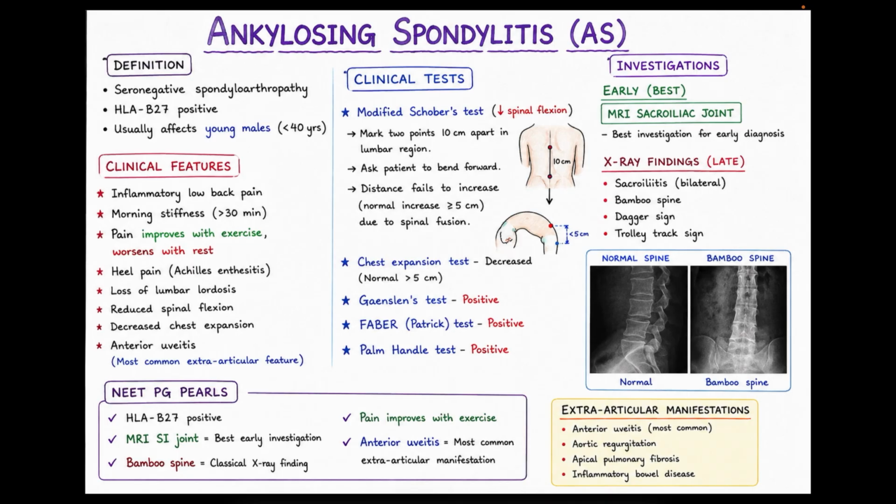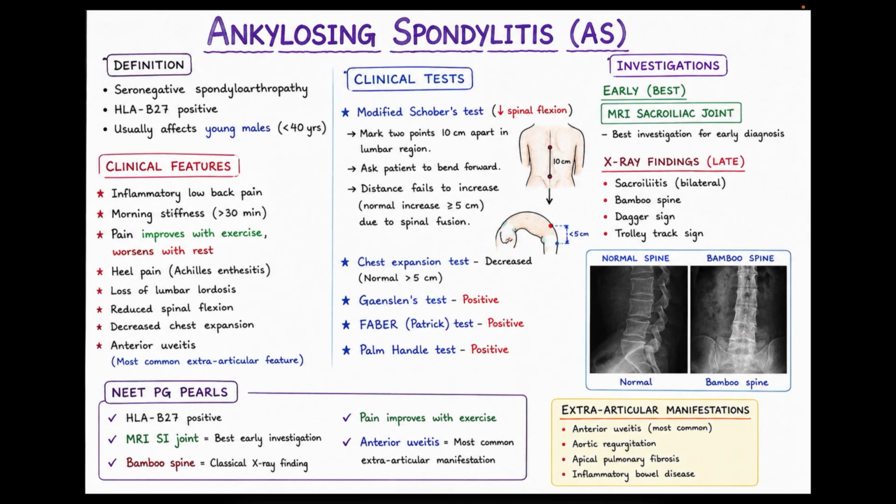And coming to the clinical tests, we do the chest expansion test. That chest expansion is decreased here because the ribs are fused with the spine, and we also do Gaenslen's test, FABER test and plam handle test. So these are the tests, and another most important test is modified Schober's test.